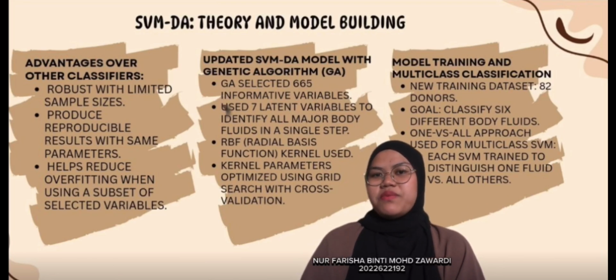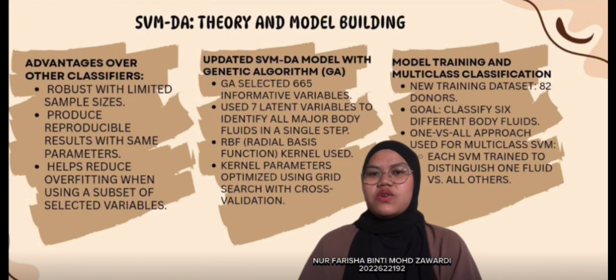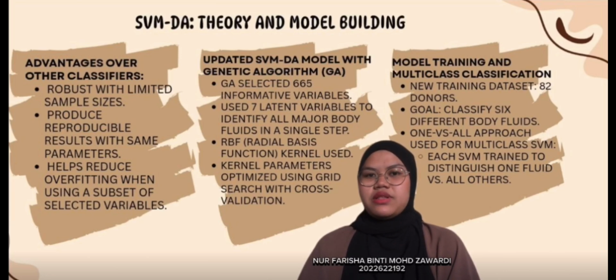It also helps reduce overfitting when using a subset of selected variables. Some update the SVMDA model with a genetic algorithm. GA selected 665 informative variables. It used 7 latent variables to identify all major body fluids in a single step.